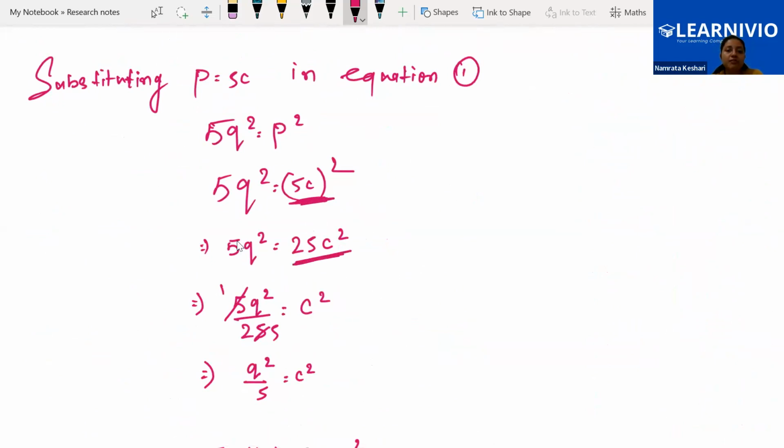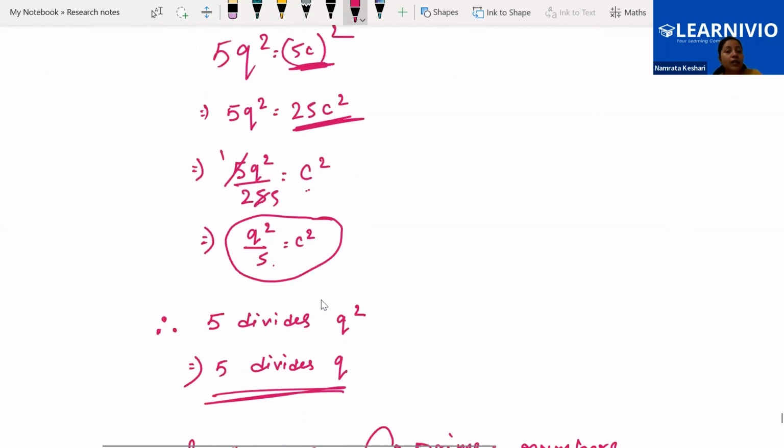Here we got 25C square. Then we shifted 25 to the other side and got C square equals Q square by 5. This is what we got after doing the simplification. Now here it is clearly visible that 5 divides Q square. 5 divides Q square completely.